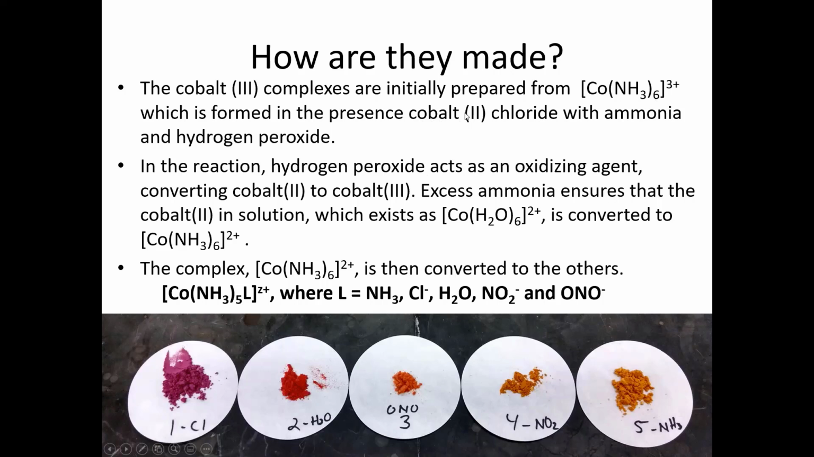So in the cobalt-2 chloride, we use hydrogen peroxide to oxidize the cobalt-2 to cobalt-3. And with the excess amount of ammonia, that forms the cobalt-3 ammonia 6 complex. Okay, when that complex is formed, we add other ligands, Cl or water or NO2 or O, and that can form other complex ions. Again, the details you can find in the experiment procedure on Canvas.